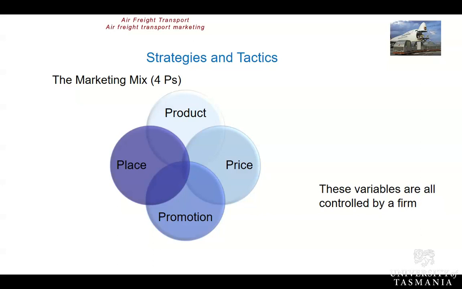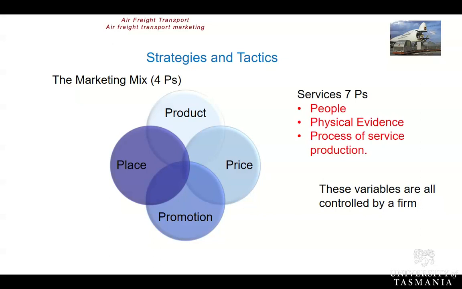Now, for a non-service, the marketing mix is typically referred to as the 4 Ps: product, place, price and promotion. However, because you're dealing with a service, it's expanded further to what is called the 7 Ps, which includes people, physical evidence and the process of service production. So we're going to expand out the marketing mix to relate that back to air cargo.